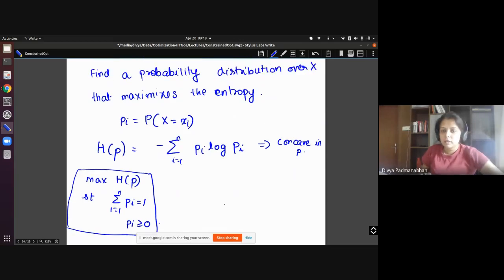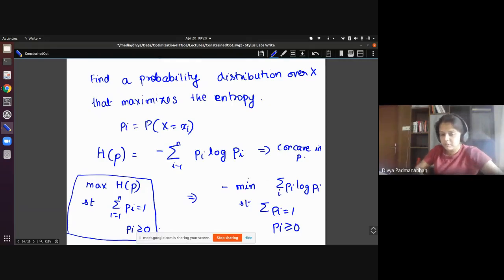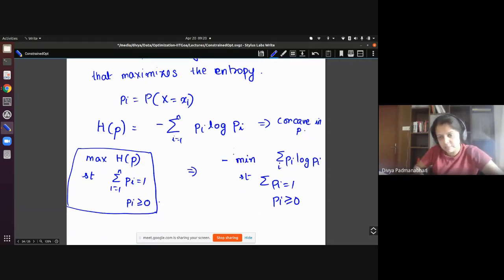Okay, now in terms of the format that we are using, this would be just minimize. So it would be minimization of minus h of p, subject to these constraints again, and pi greater than or equal to 0. So the objective is just going to be summation pi log pi. So this is the problem we want to solve, a minimization. The negative sign is there so that once you get the value of the problem, you have to take the negative of that. So essentially the problem is this one.